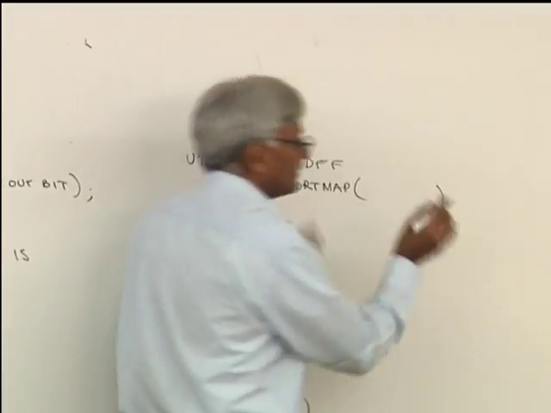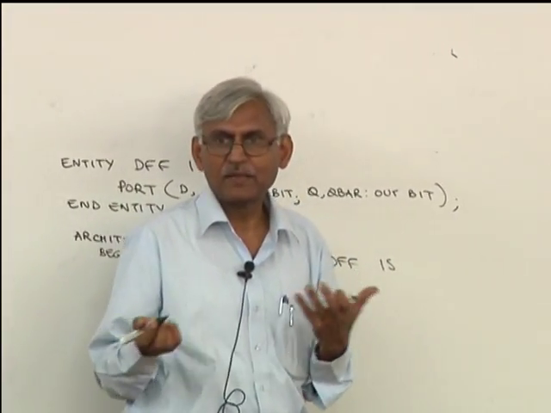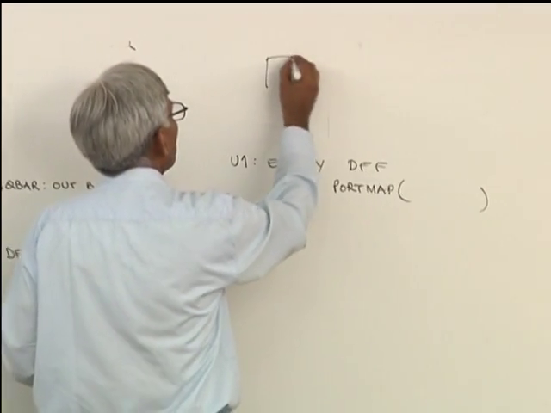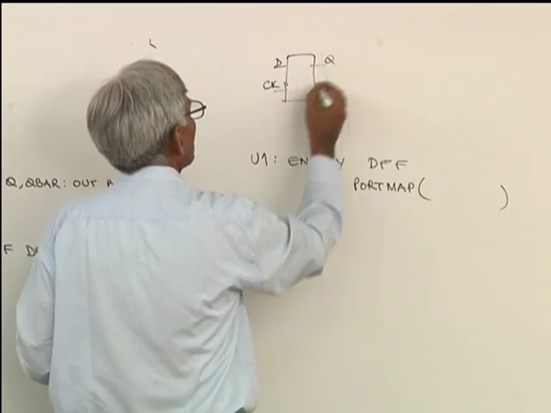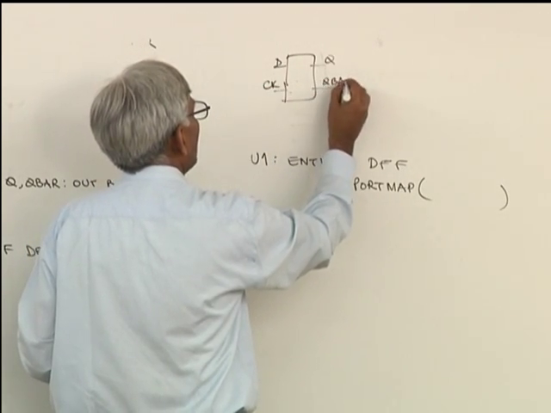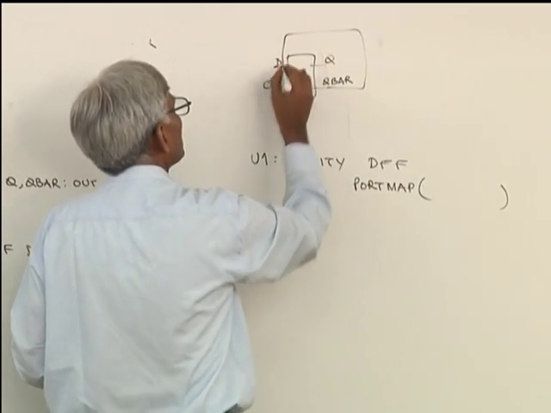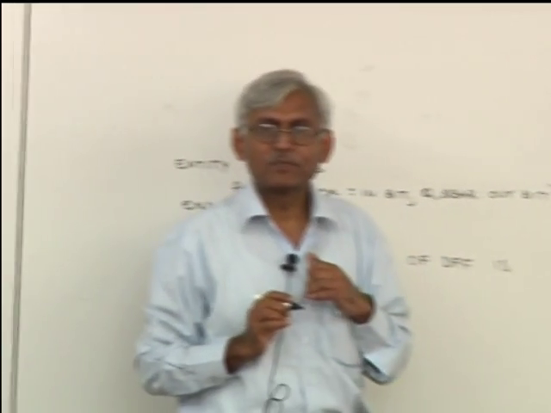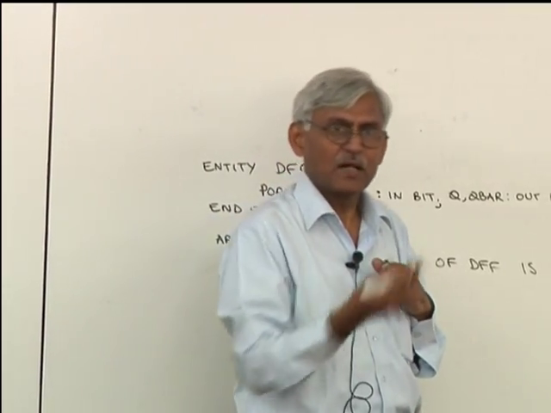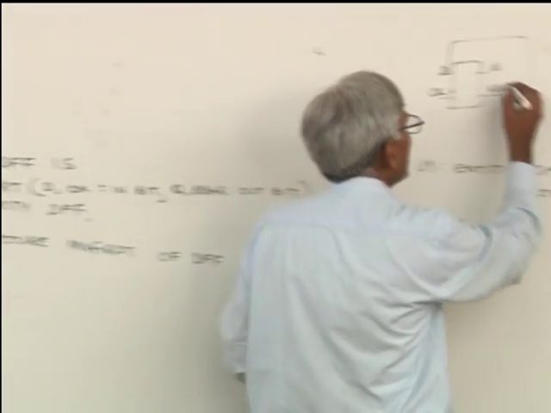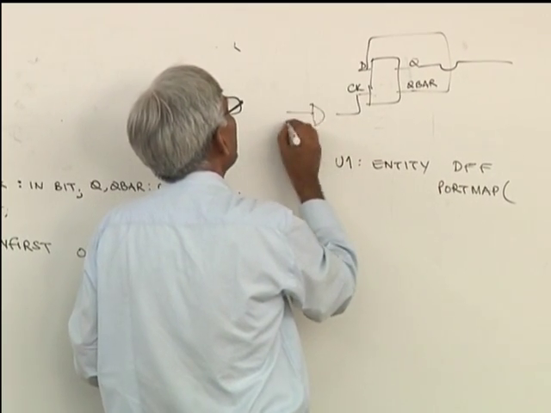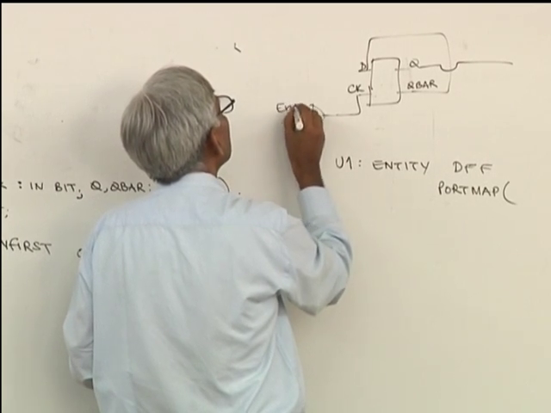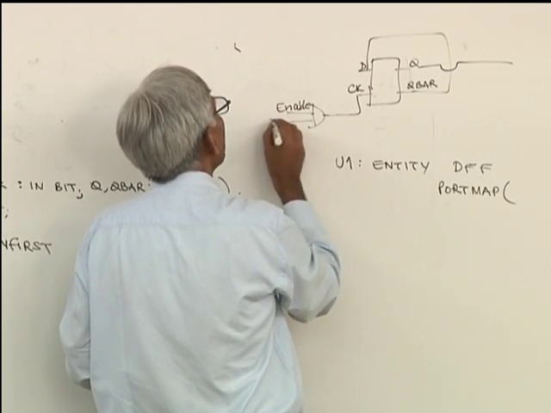So you are simply saying port map, and maybe your circuit may have some interconnections. Let's take some example. That this is D clock Q Q bar, and let's say we have a divide by 2, so we connect Q bar to D. Okay, and then you might have some other signals, and then this might be your output, and the clock could be generated from, let's say, an AND of enable and an external clock.